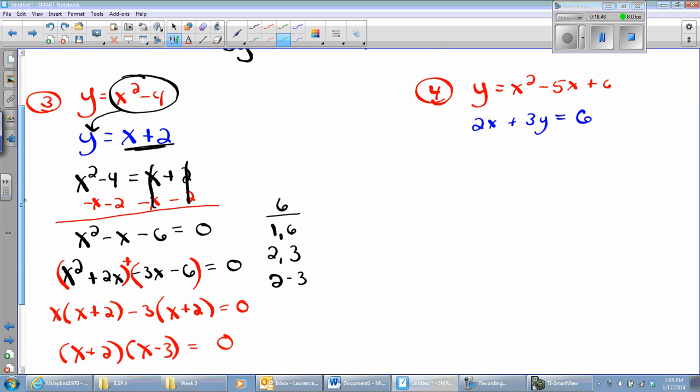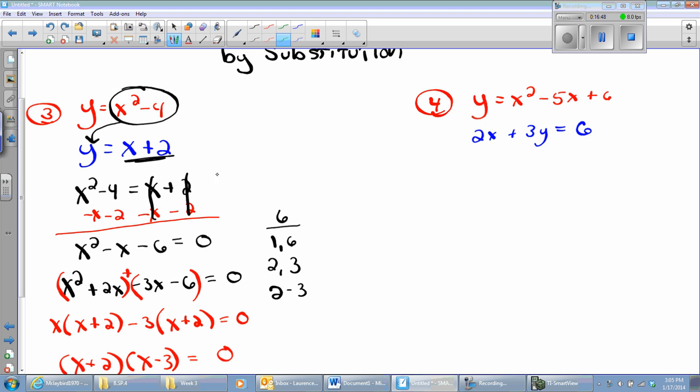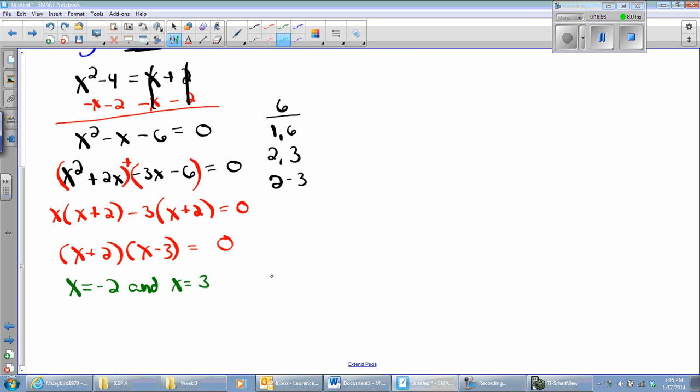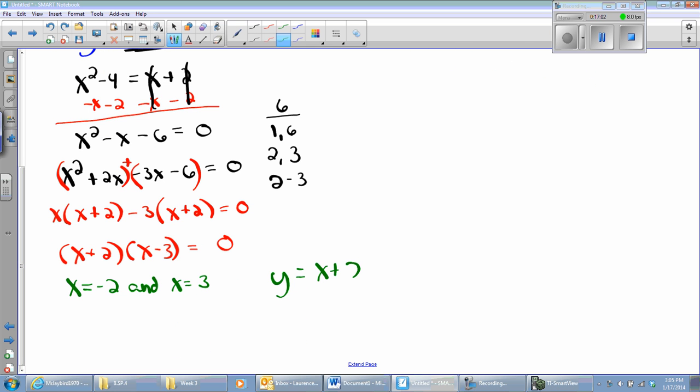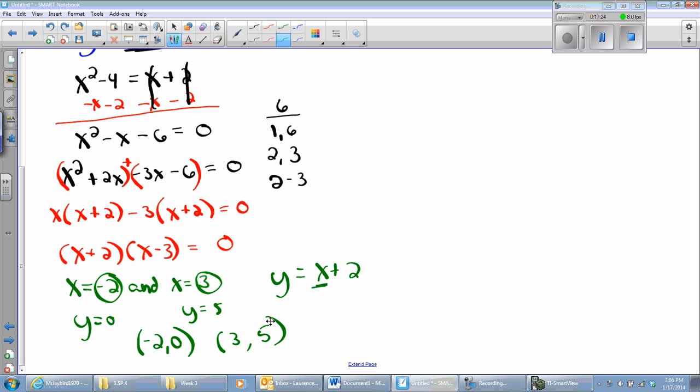Now, since I have two x's, I have to solve for two y's. I think it's going to be easier for me to use the linear equation to solve for y, but you can pick either one. So I'm going to use the linear version, which is y equals, I forgot it already, was it x plus 2? And so if I put this in for x, I'm going to get y equals 0. So one place they're going to cross is at negative 2, 0. And if I put this in for x, I'm going to get y equal to 5. So they're going to cross at the points 3, 5.